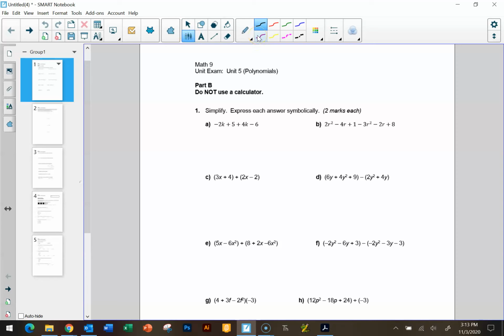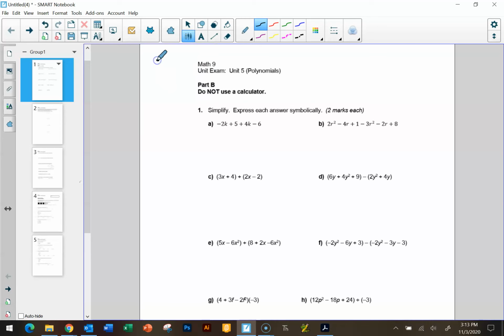All right, part B. Do not use a calculator. You won't need to use a calculator. You shouldn't need to use a calculator using the numbers that we're using. So, make sure my pen's working. It says express each answer symbolically. Okay, remember this is no sketches, right? You don't need to sketch these with the algebra tiles, you just need to solve them numerically.